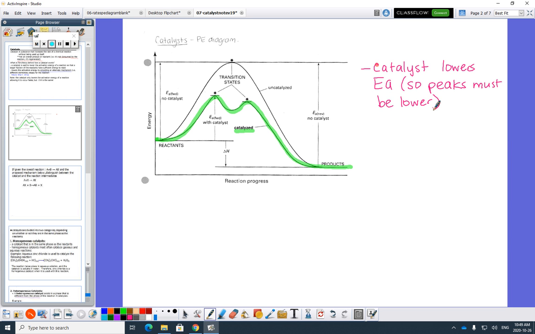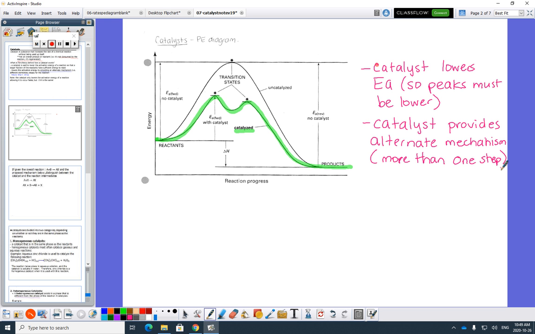Okay, so the overall peaks must be lower. Again, how much lower? That doesn't matter. Just make sure it's lower, that I can see it's lower. And there has to be more than one step. So if you're not given more than one step, you could draw as many as you wanted to, okay? It doesn't really matter. It just has to be more than one, and overall, it has to be lower. But it starts and ends in the same spot.